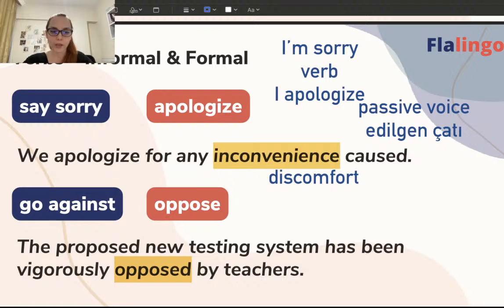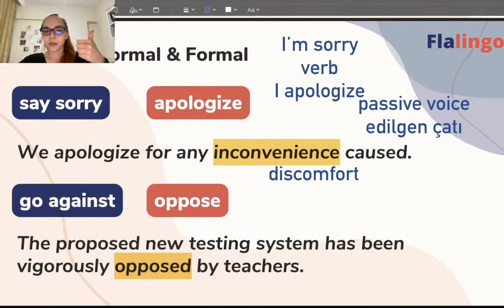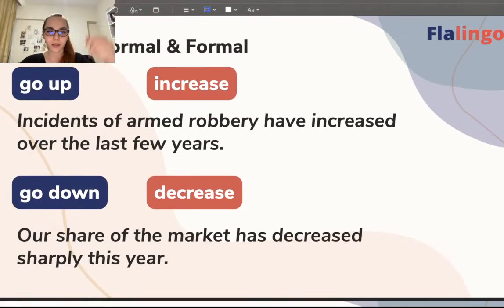That would be a better explanation. And yeah, I think these two words are great. Say sorry, informal; go against, informal; and in formal English we can say apologize and oppose. Let's continue with the next slide.